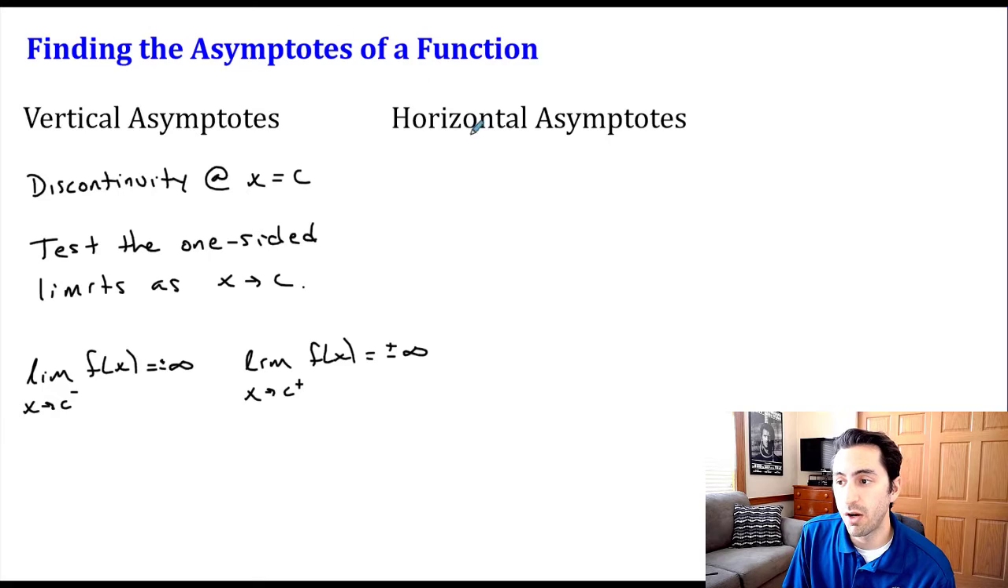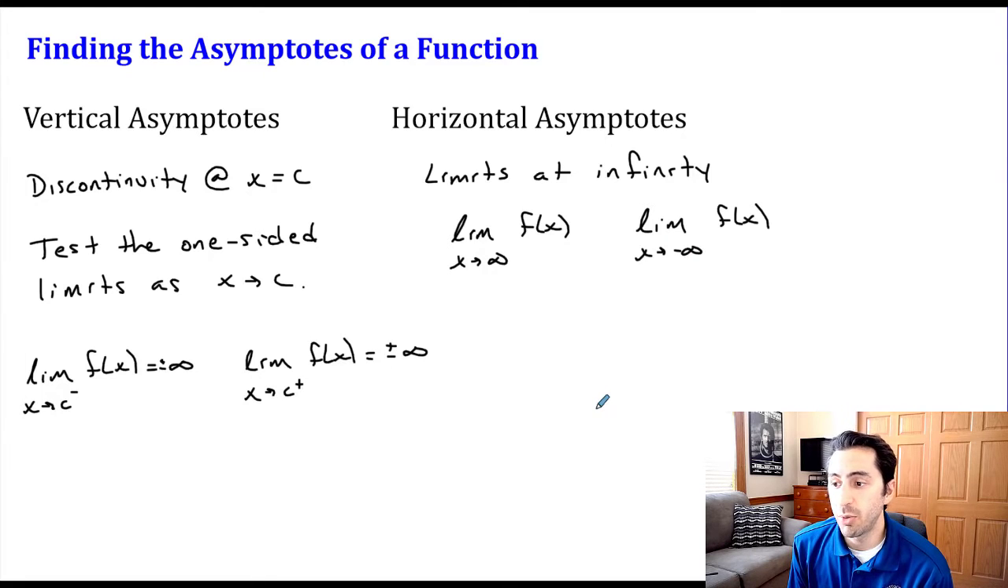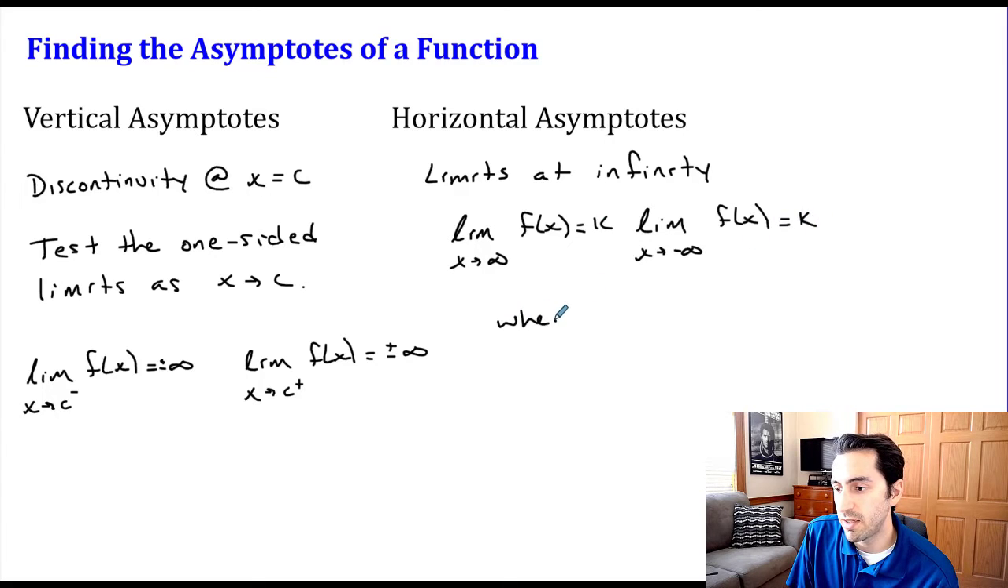Now the second thing are horizontal asymptotes. So what we're going to be testing to find out if we have one of these is we want to take a look at our limits at infinity. So in notation, we want to look at the limit as x approaches infinity of our function. And we want to take a look at the limit as x approaches negative infinity of the function. And what we're hoping for is that it approaches some number. So we want it to approach some constant. So I'm just going to write, we want this to be equal to k. And then I'll put a note here where k is a constant.